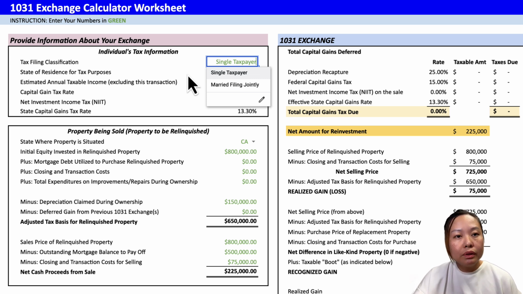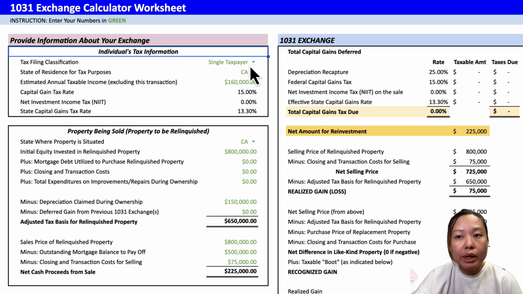This is useful when you are comparing different scenarios. You think, oh, do I want to do a 1031 exchange or do I want to just sell it, right? Because the first question, should you do a 1031 exchange or not, is you have to calculate your capital gains. So this calculator can help you quickly calculate some numbers.